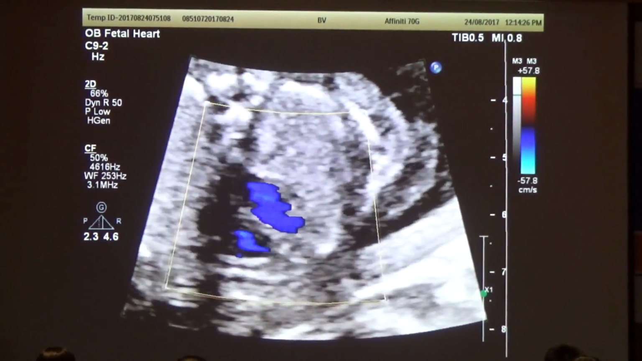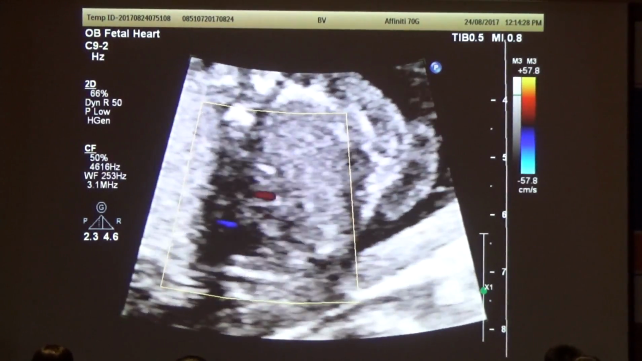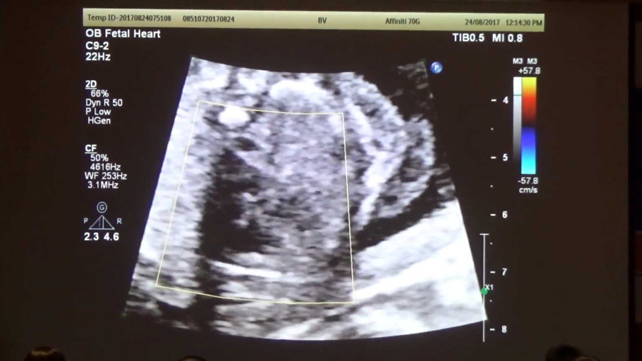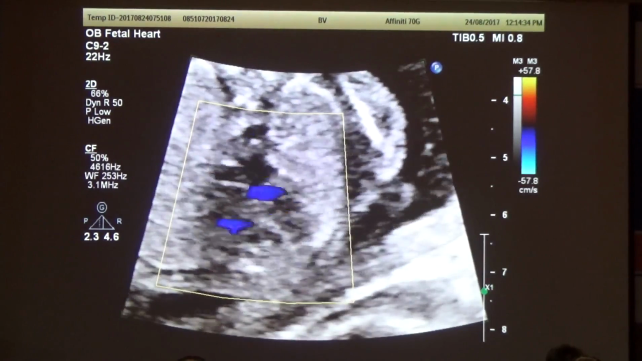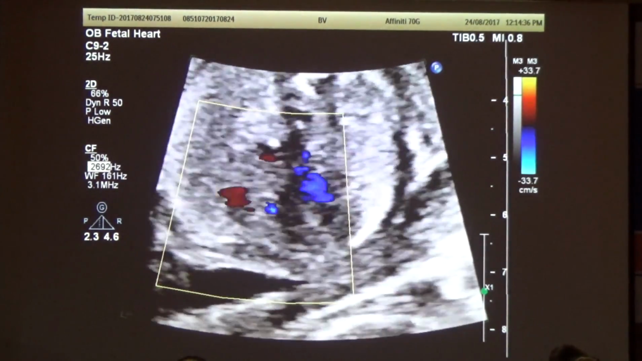I think this will do it down there. Okay, and we are looking at 67 centimeters. Again, I want to lower the Nyquist limit here, so that I can see the blood flow in the pulmonary veins.